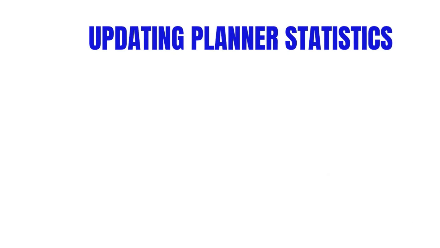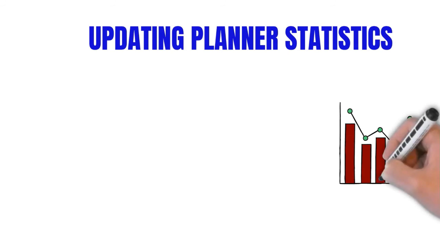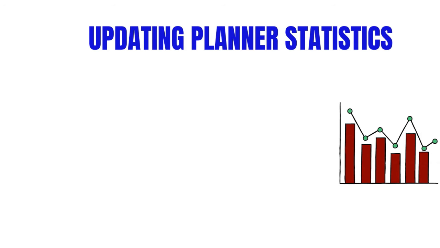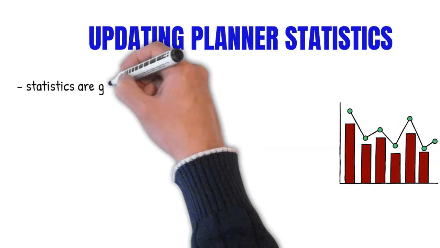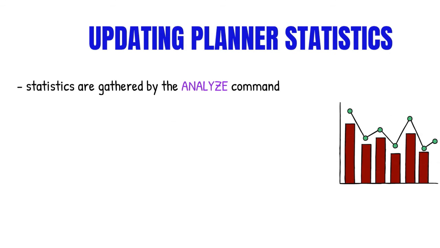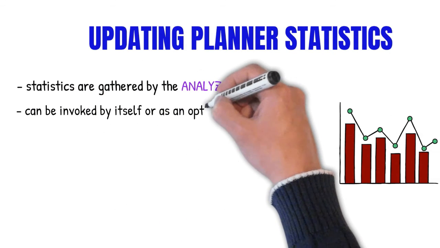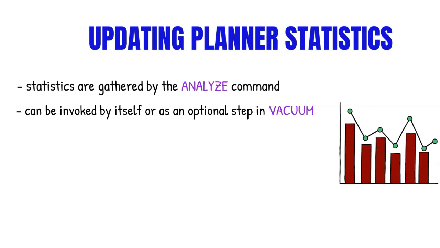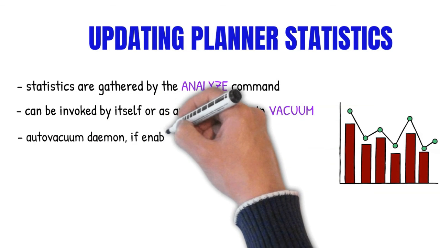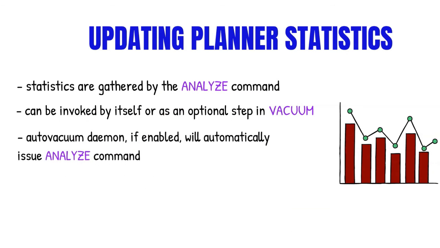The Postgres query planner relies on statistical information about the contents of the tables in order to generate good plans for queries. These statistics are gathered by the analyze command, which can be invoked by itself or as an optional parameter in vacuum. It's important to have reasonably accurate statistics, otherwise poor choices of plans might degrade database performance. The autovacuum daemon, if enabled, will automatically issue the analyze command whenever the contents of a table have changed sufficiently. The daemon schedules analyze strictly as a function of the number of rows inserted or updated.